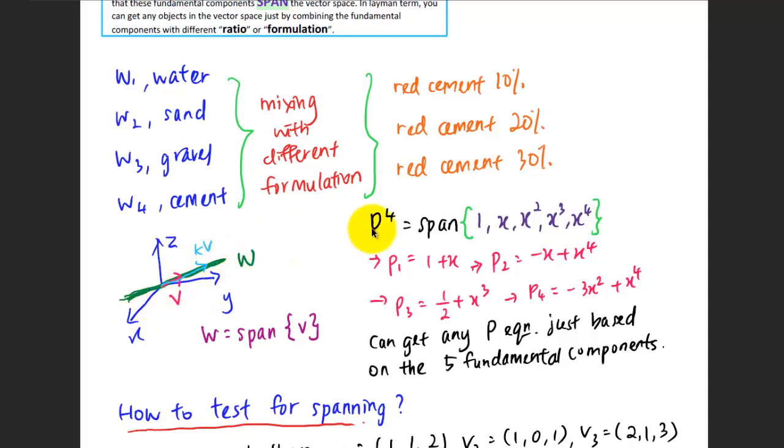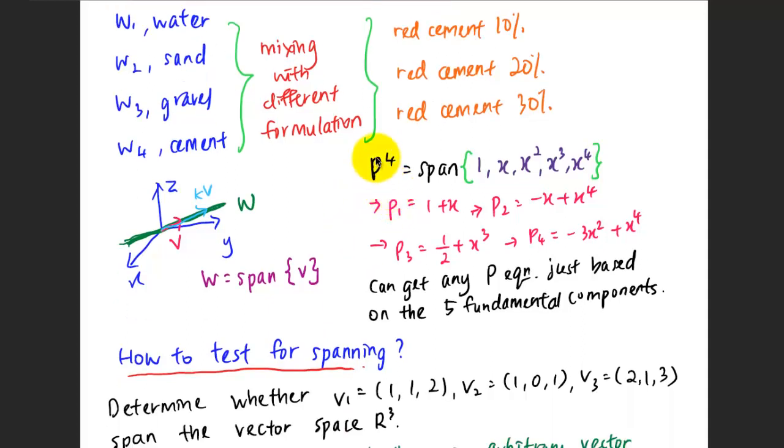And for the polynomial equations, let's consider the case of P4. I can say that the polynomial of fourth order is spanned by 5 components here: x to the power of 0, x, x squared, x cubed, and x to the fourth. So by using these 5 components, I can get any polynomial equations. P1 equals 1 plus x, P2 equals negative x plus x to the power of 4, and P3 and P4, as long as the highest power is 4.